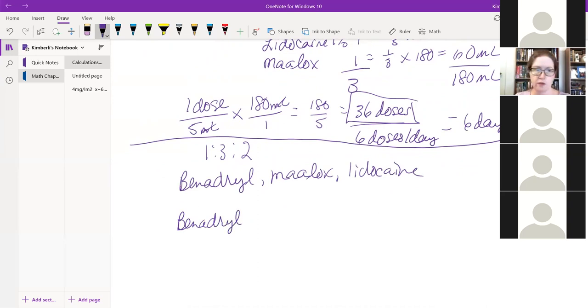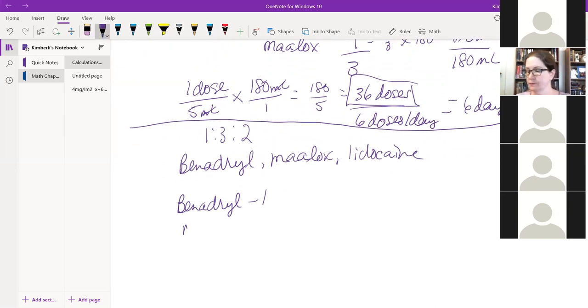Is that the 1, the 3, or the 2? 1. Because I have to do it in the same order as it's written, right? Yes. And Maalox is going to be what number? 3. And the lidocaine? 2. Is the 2. Okay, so let's say that we want to make 480 milliliters. We're going to give them a whole pint of this.